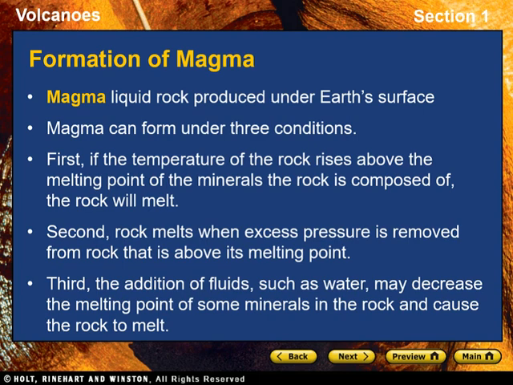First, if the temperature of the rock rises above the melting point of the minerals that the rock is composed of, the rock will melt. Second, if enough pressure is removed from the rock, the melting point will decrease and the rock will melt. Third, the addition of fluids, such as water, may decrease the melting point of some minerals in the rock and cause the rock to melt.